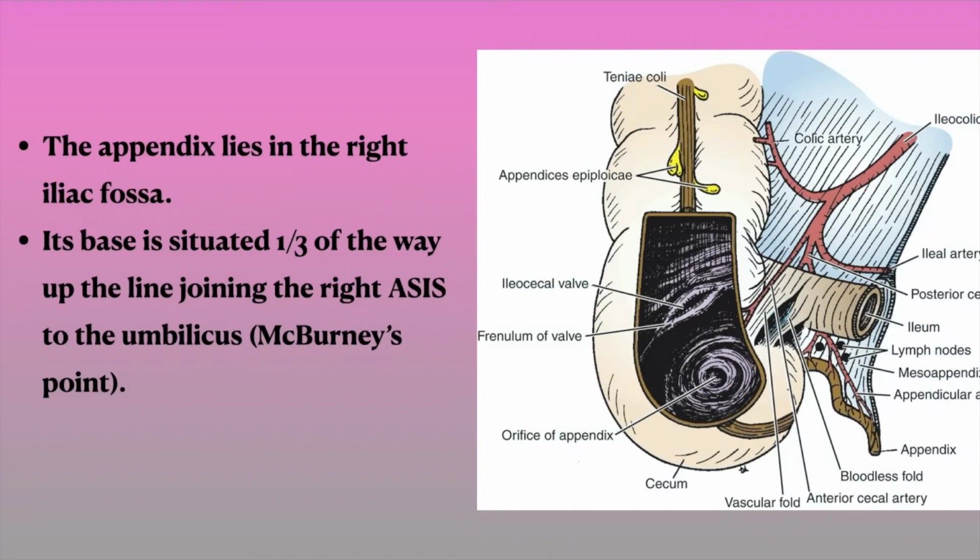Its base is situated 1/3 of the way up the line joining the right anterior superior iliac spine to the umbilicus, and this is called McBurney's point, which is a point where you find tenderness in a patient with acute appendicitis.